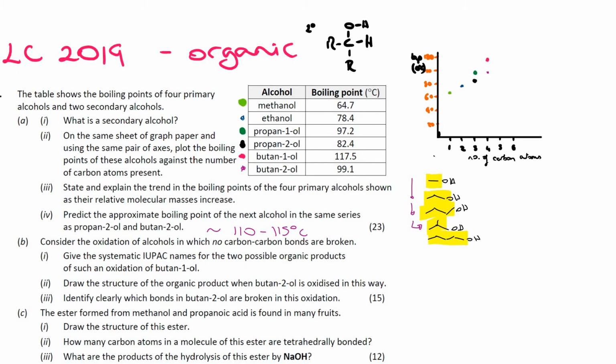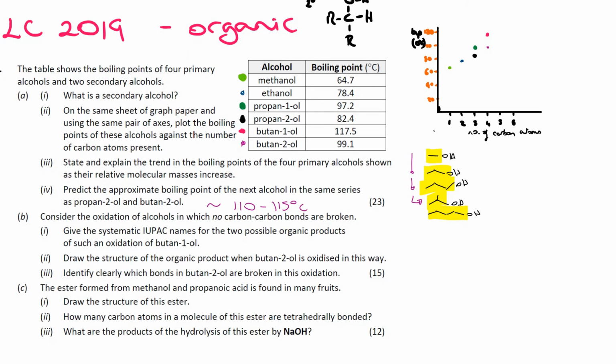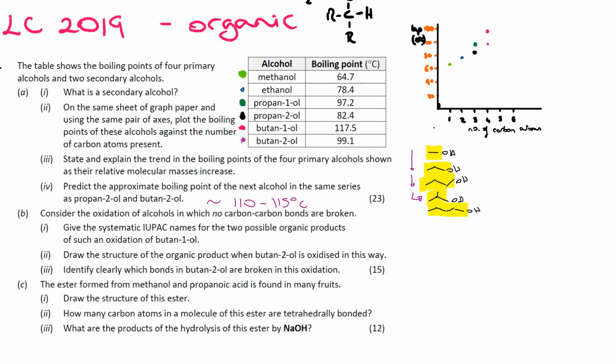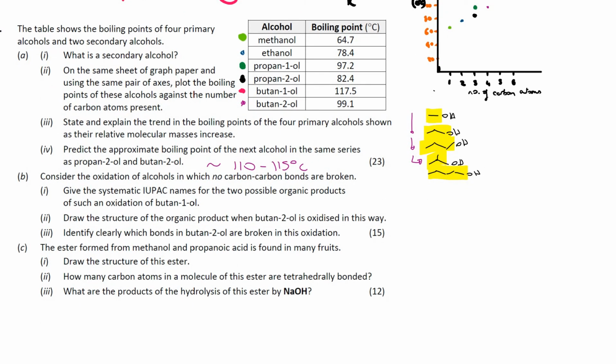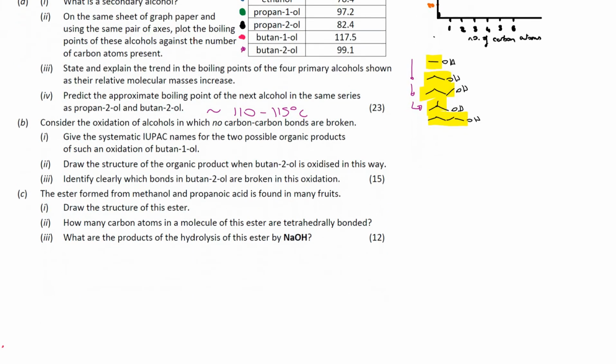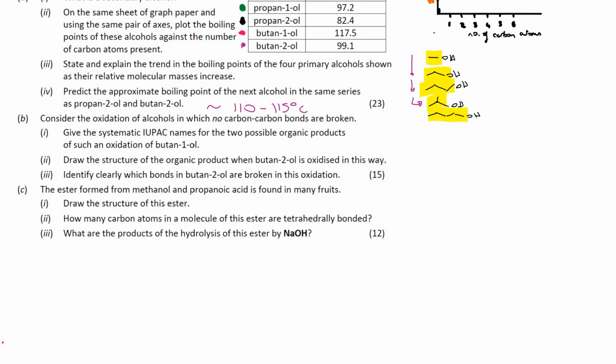Now consider the oxidation of alcohols in which no carbon-carbon bonds are broken. Give the systematic IUPAC names for the two possible organic products of such an oxidation of butan-1-ol. Okay, so we're just going to do this here. Butan-1-ol, and I'll just draw out the full structural formula.